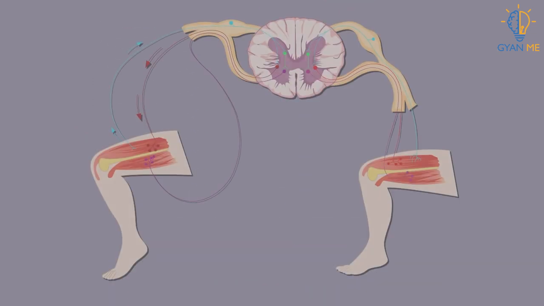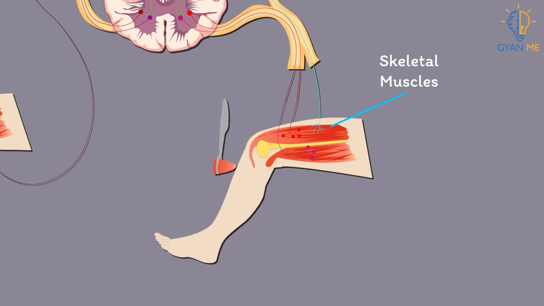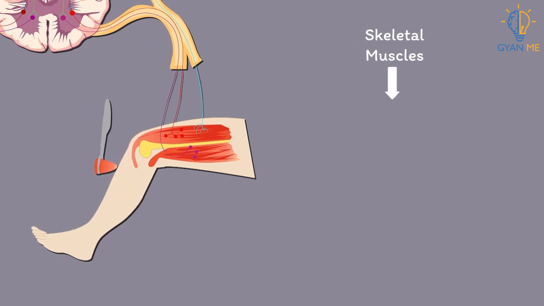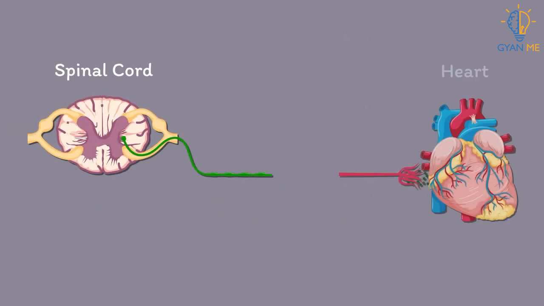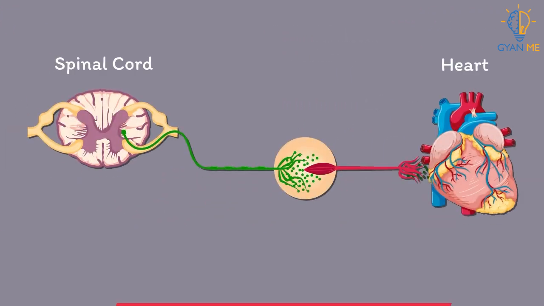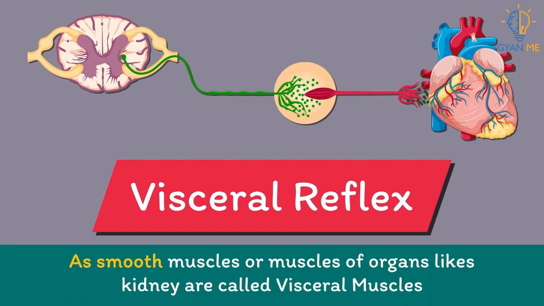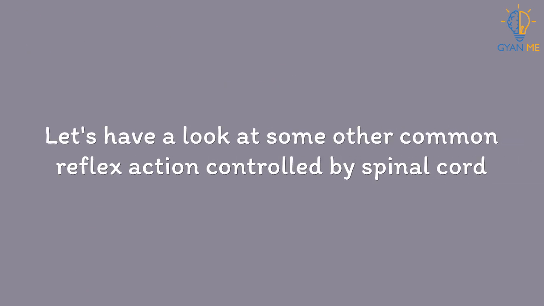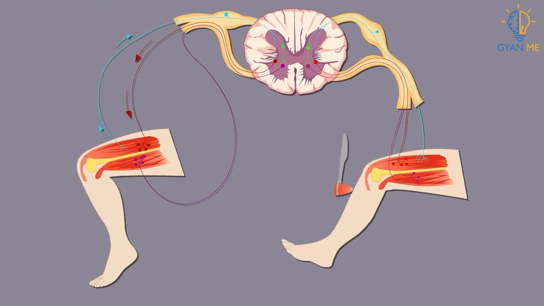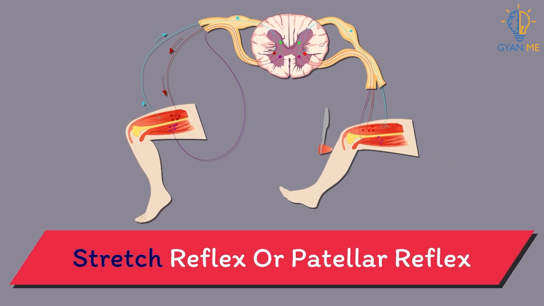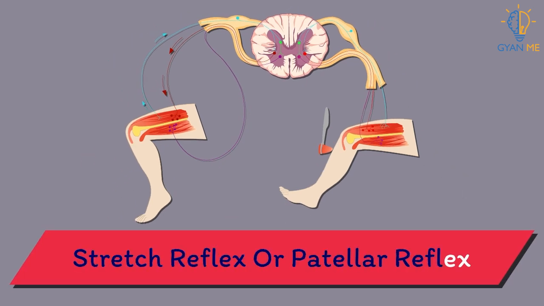As in this case, the skeletal muscles are the effectors, and this type of reflex action is called a somatic reflex. If the effector is smooth or cardiac muscle, then the reflexes are called visceral reflex, as smooth muscles or muscles of organs like the kidney are called visceral muscles. Let's have a look at some other common reflex actions controlled by the spinal cord. A gentle tap below the kneecap makes the leg jerk. This is called a stretch reflex or patellar reflex.